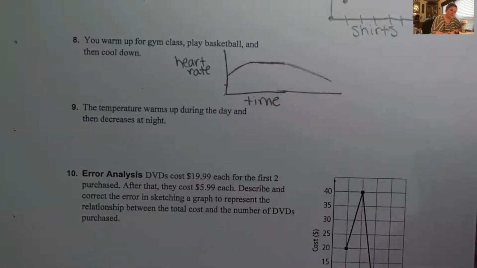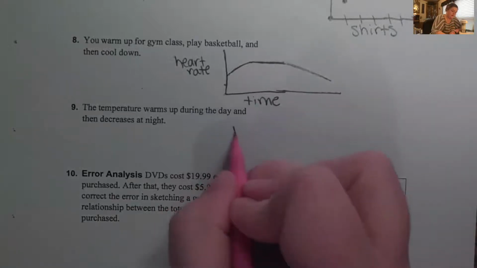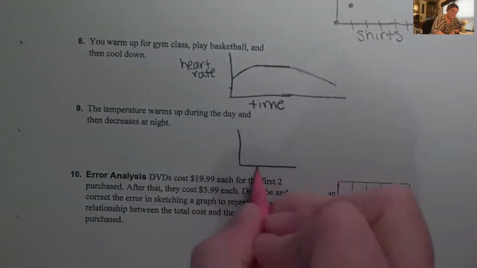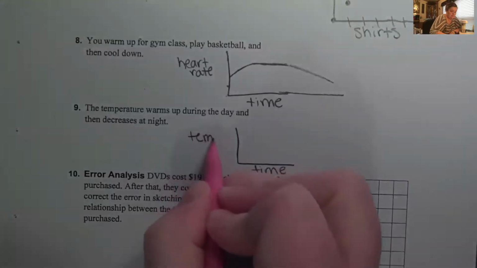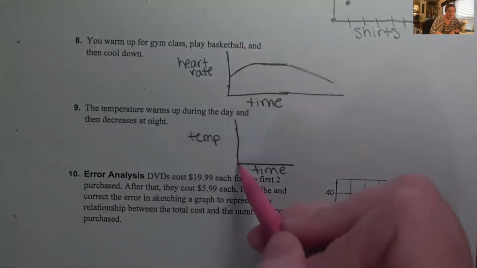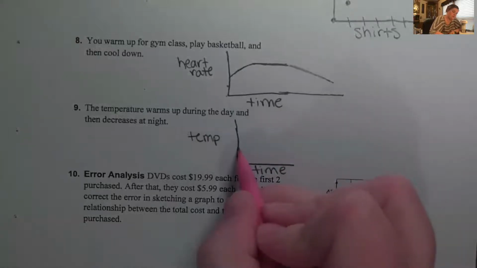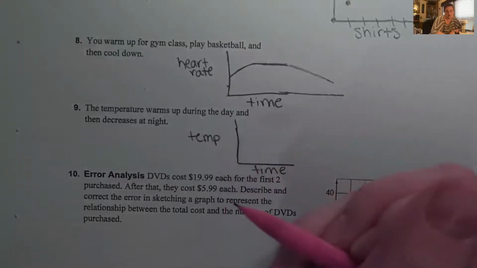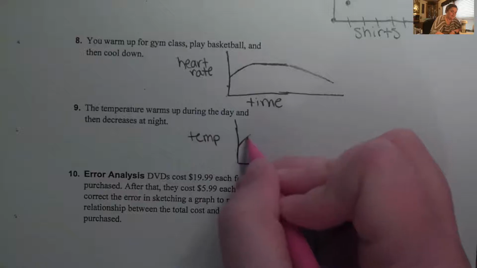The temperature warms up during the day and then decreases at night. So 2 variables: I hear time and I hear temperature in that problem. Okay, temperature could start at 0. Okay, that's a possibility. Warms up during the day. So we're gonna say it's probably a gradual warm up. Happens kind of fast because the sun's out.